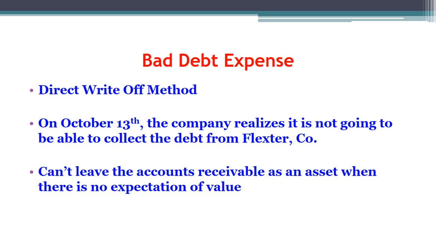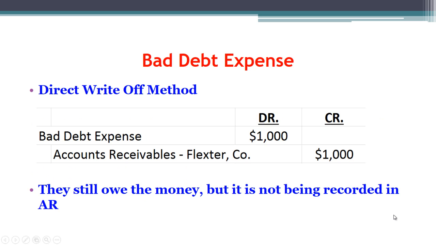Again, we cannot leave this on the asset balance as true value if we really don't expect there to be any value. If we don't expect to be able to collect it at some point, it has no value. So what we would do under the direct write-off method is we would debit bad debt expense for $1,000 and credit accounts receivable for that customer for $1,000.